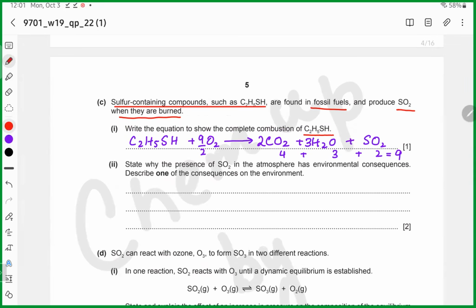Then state why the presence of SO2 in the atmosphere has an environmental consequence. Describe one consequence for the environment. So it causes acid rain. Okay.